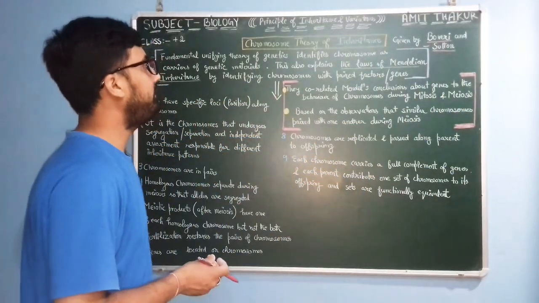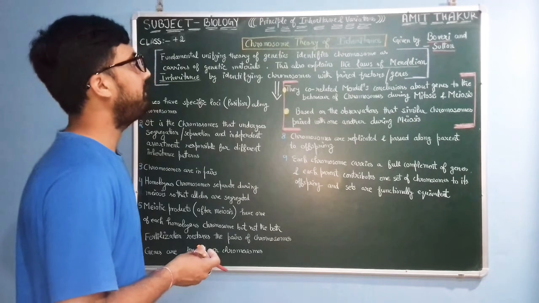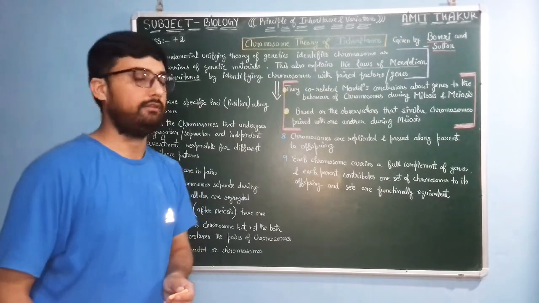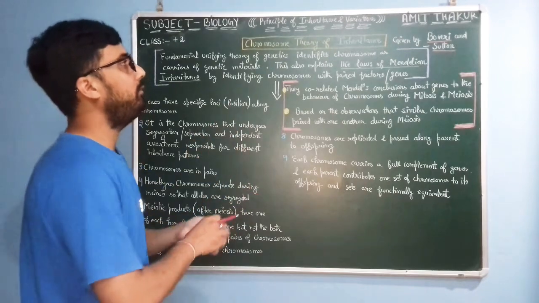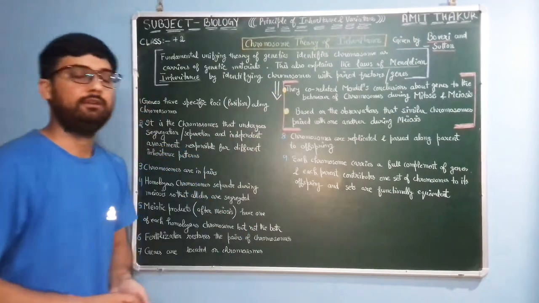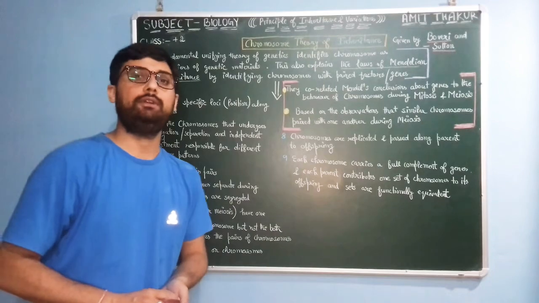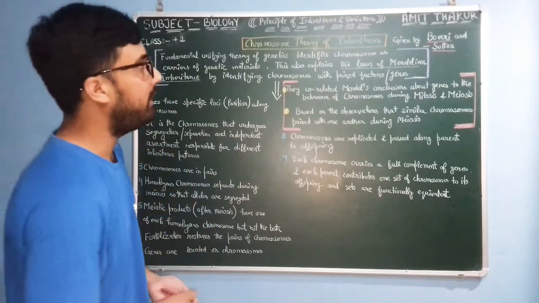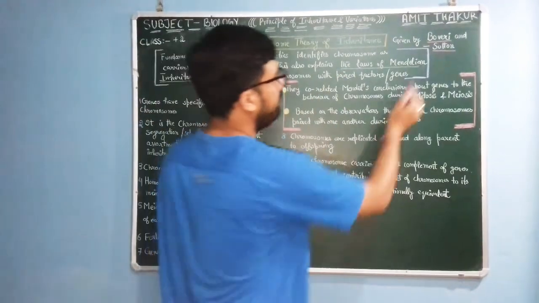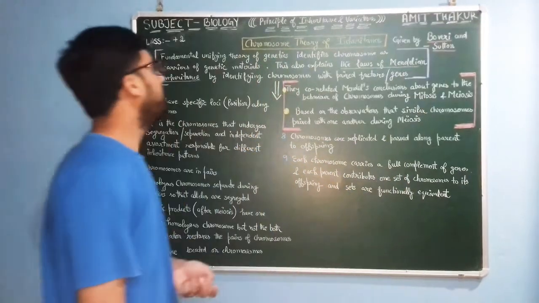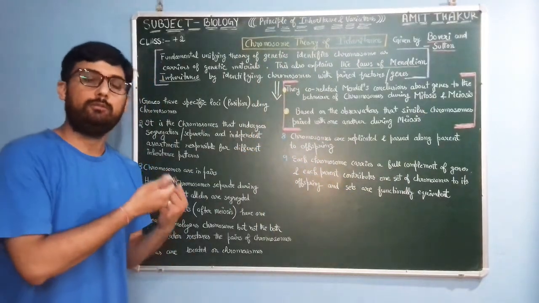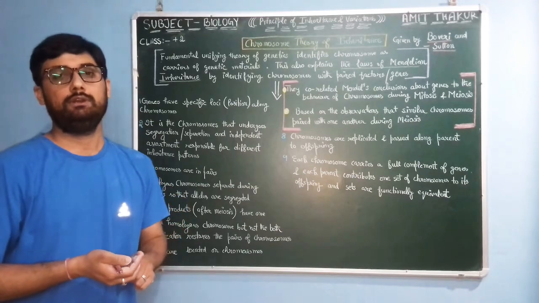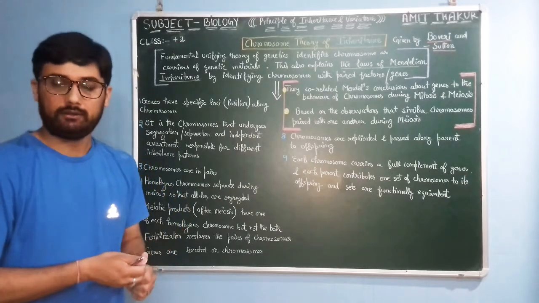Today we are going to discuss the next topic in the chapter Principle of Inheritance and Variations. Our topic, a very important one, is the chromosome theory of inheritance. The chromosome theory of inheritance was given by Boveri and Sutton. So what is the chromosome theory of inheritance? How are the chromosomes responsible for the inheritance pattern?